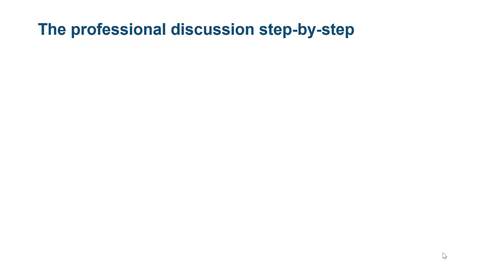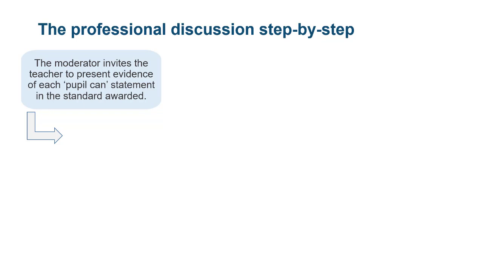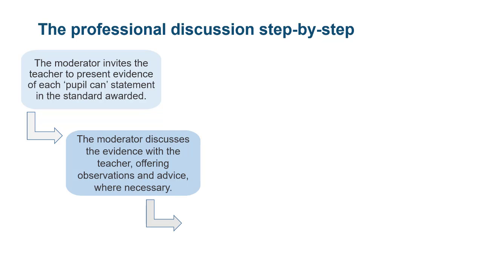While each moderation discussion will not follow a precise sequence, there are some key steps that the moderator and teacher complete. Having had an opportunity to read through some of the pieces in the pupil sample, the moderator invites the teacher to present evidence of each pupil can statement in the standard they have awarded. The moderator discusses the evidence with the teacher, offering observations and advice around the assessment criteria where necessary. This should be achieved through the facilitation of dialogue. They also clarify with the teacher how much support pupils received while producing the writing included in the sample, to establish independence.